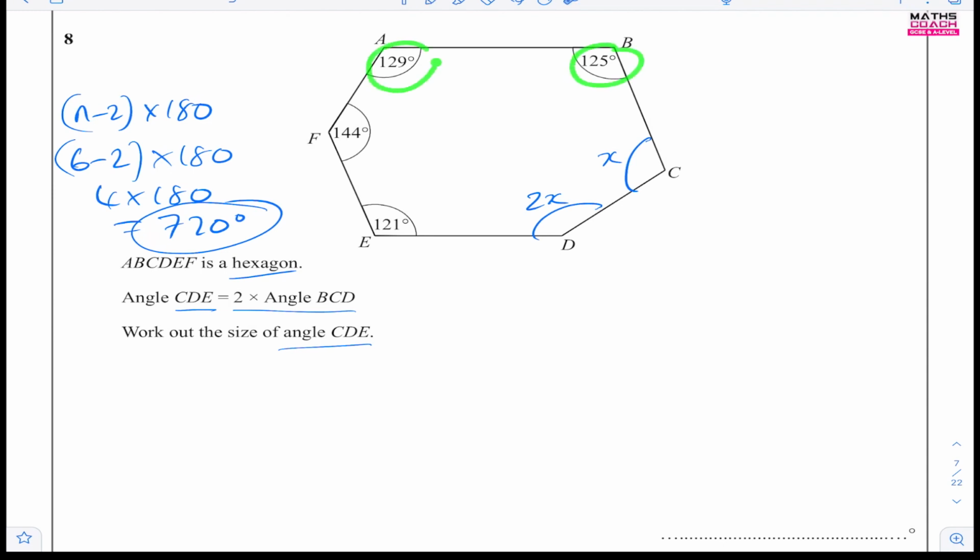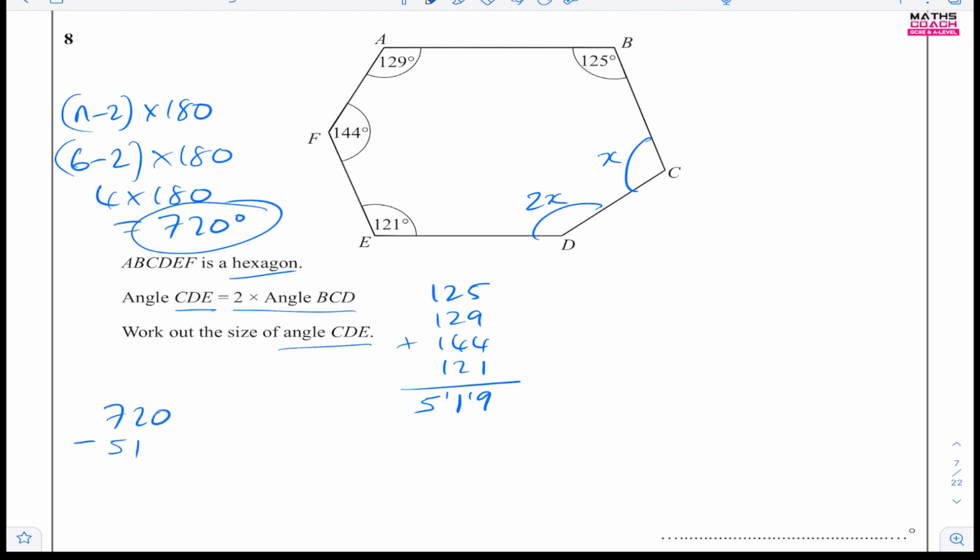So if we add up all of these angles and take it away from 720, it will leave us with these angles. So if we add up 125 plus 129, 144 and 121, so 5 plus 9 is 14, plus 4 is 18, plus 1 is 19, 9 carry the 1, 2 plus 2 is 4, plus 4 is 8, plus 2 is 10, add the 1, which is 11, 1, 1, 1, 4, plus 1 is 5. So now we just need to do 720 minus 519. We can take that away here, so we have 10 minus 9, which is 1, 1 minus 1 is 0, and 7 minus 5 is 2.